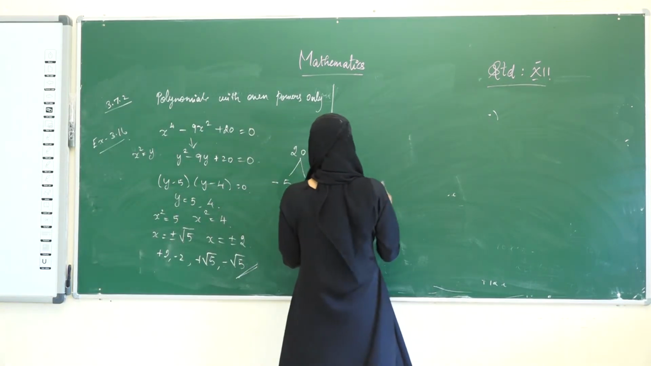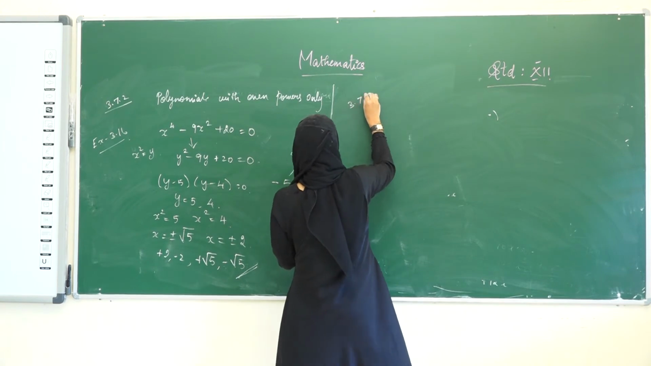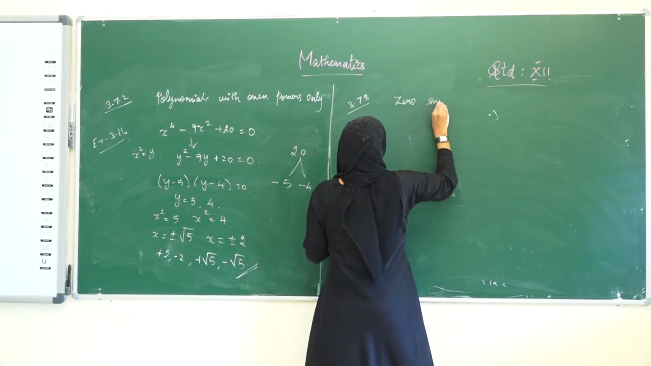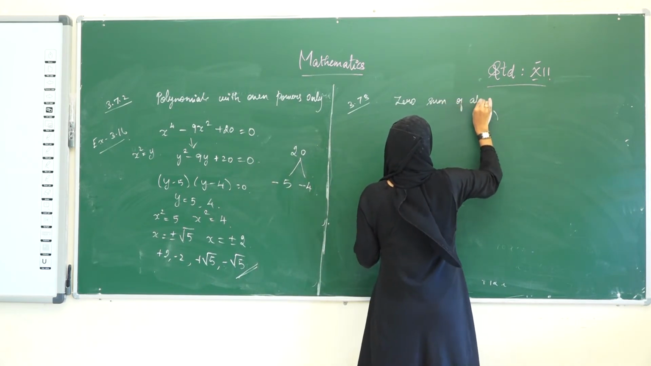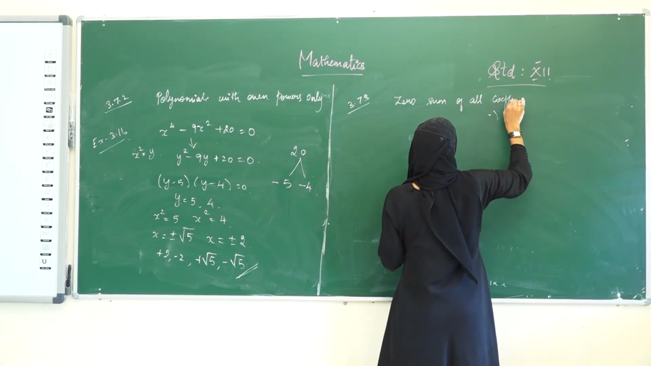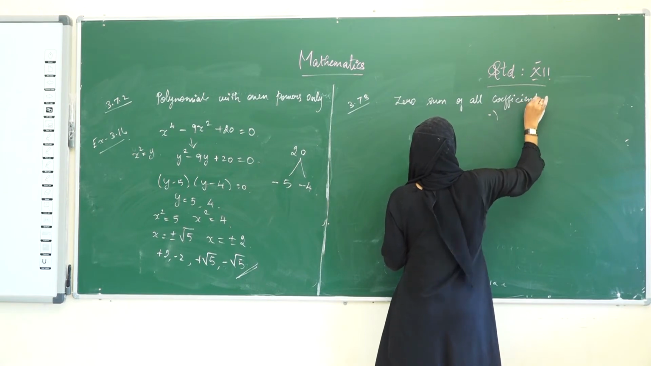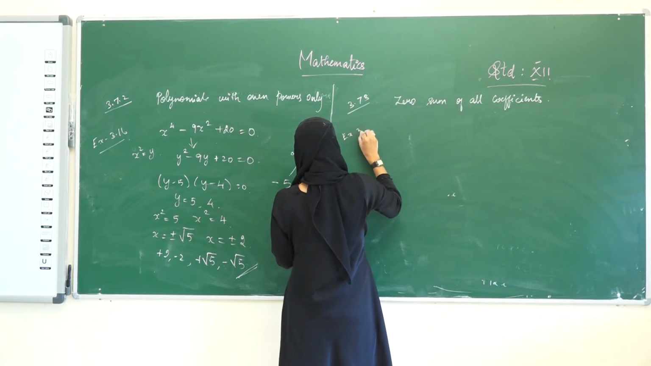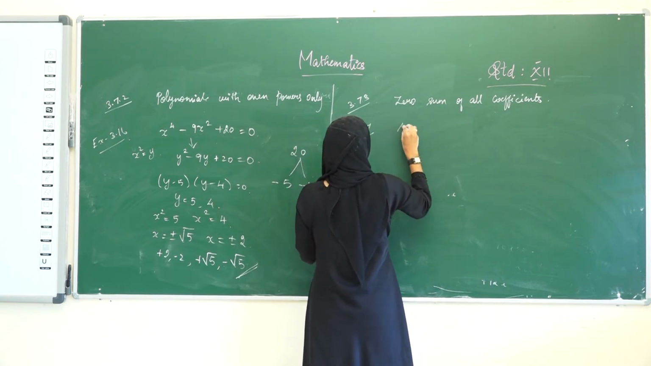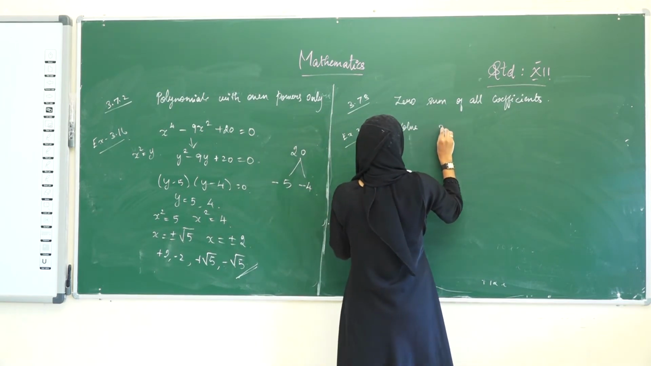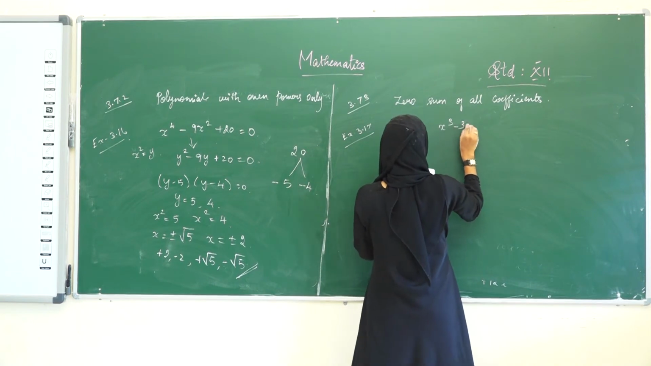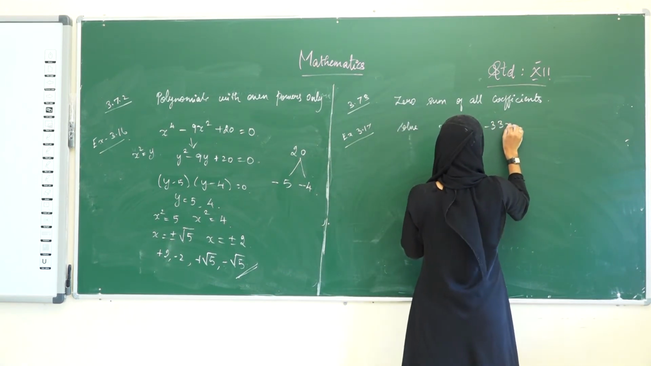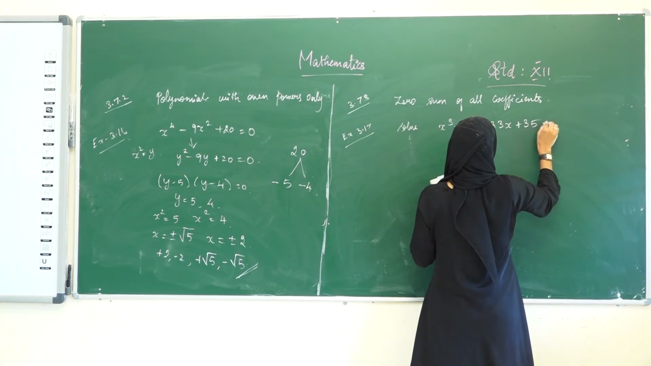So, next we are moving on to the next subdivision 3.7.3, that is zero sum of all coefficients. Let us see an example, then you can understand it well. See example 3.17, solve the equation x cube minus 3x square minus 33x plus 35 equal to 0.